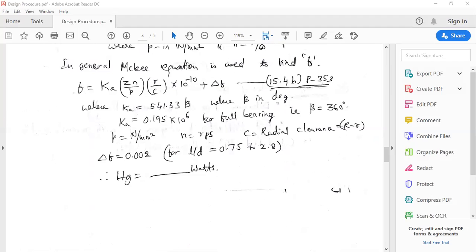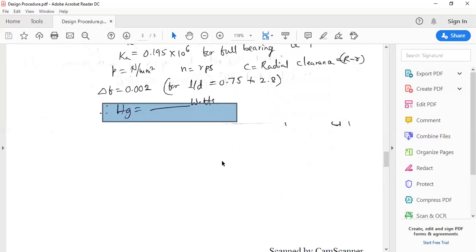Next, the pressure is in Newton per mm square, small n is in RPS, and C is the radial clearance, capital R minus small r. Delta f is 0.002, for L by D ratio between 0.75 and 2.8. Hg is in watts, calculated as F into W into V, where F is the value found above, W is given, and V is in meters per second.